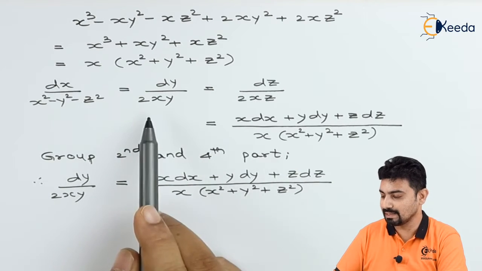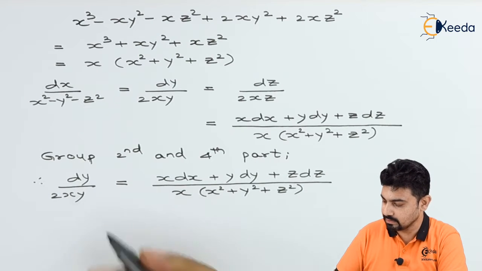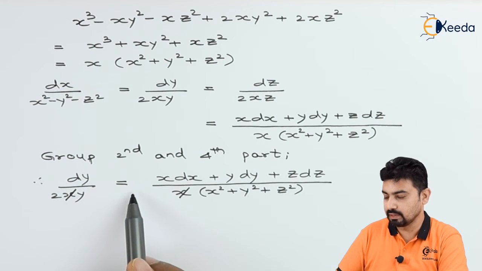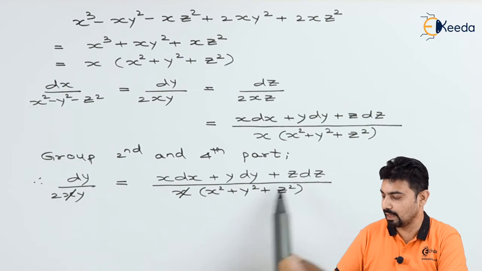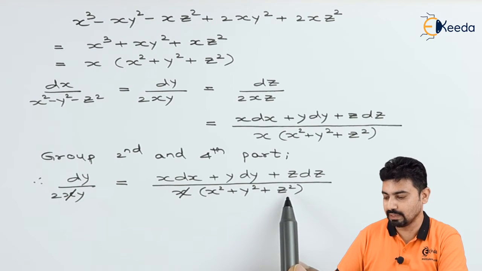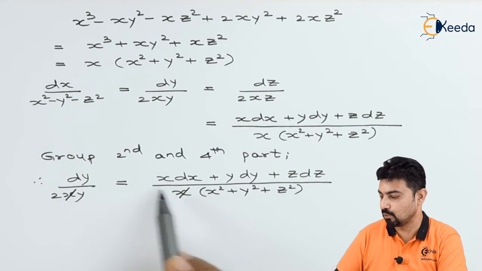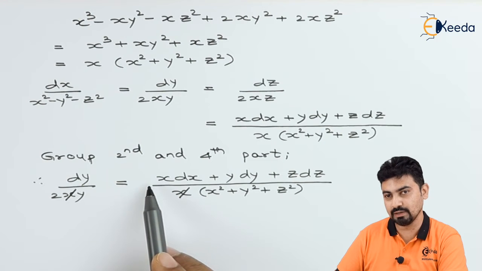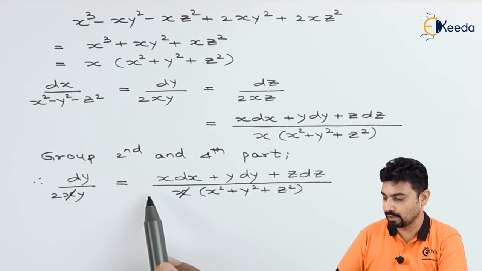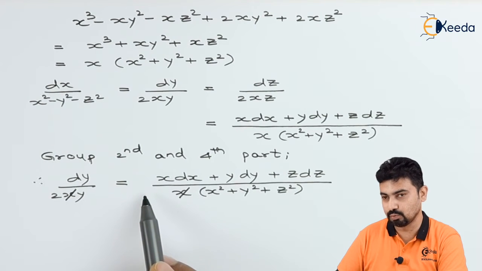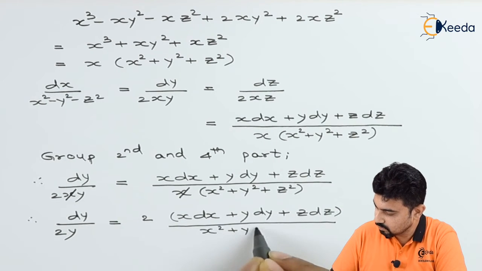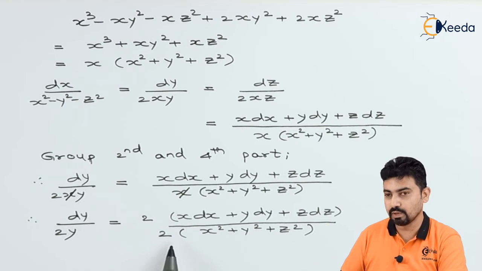So we have grouped together the second part and the fourth part. We'll be cancelling out x. What we are left with is dy upon 2y. And what here we are left with is x dx plus y dy plus z dz upon x square plus y square plus z square. And we know that the derivative of this part of the denominator is equal to the numerator, correct? We only require a 2 to be taken and adjusted in the numerator, and so we do that also in the denominator. So what I can write is 2 in the numerator and 2 in the denominator. So adjusted 2 over here, the 2 from the right hand side and left hand side will get cancelled.